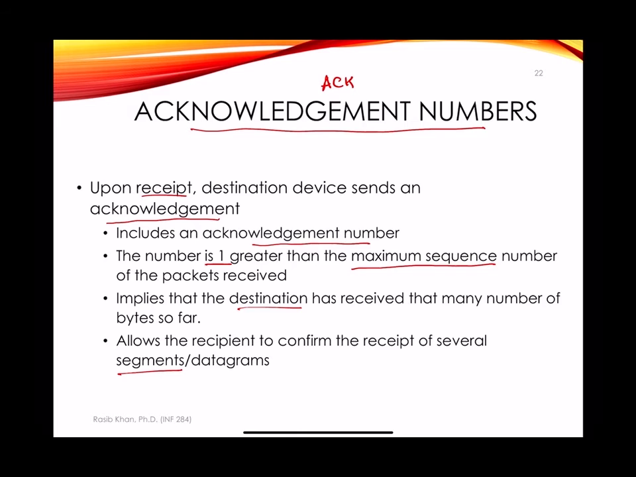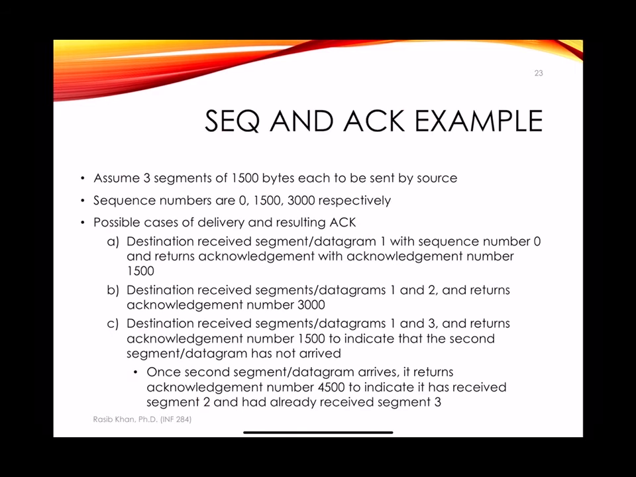So we'll look at a few examples. Going back to the previous numbers that we already looked at, let's assume that we have 3 segments of 1500 bytes each that is to be sent by the source. The sequence numbers, to keep it simple, we are discarding the random value R and we are only considering the original value. So the sequence numbers are 0, 1500, and 3000.